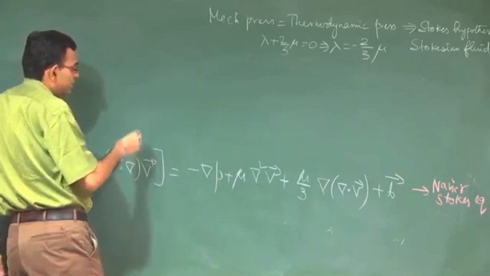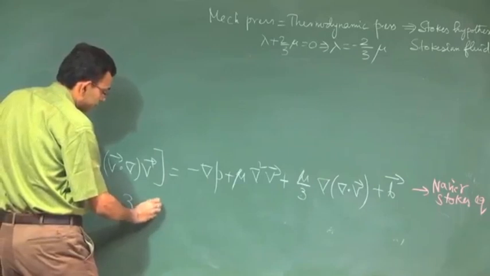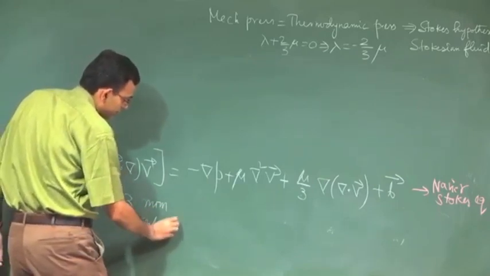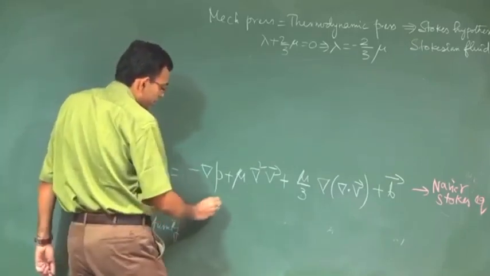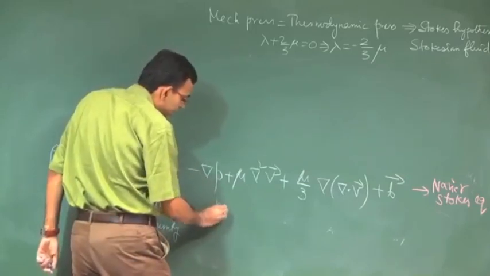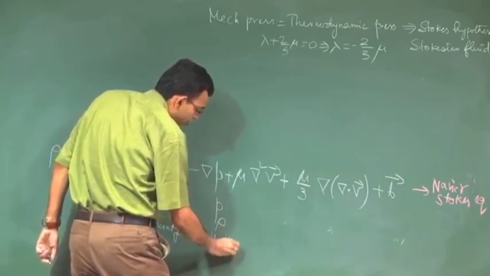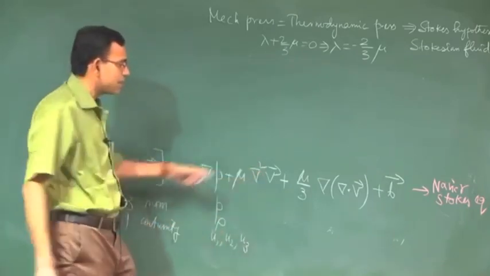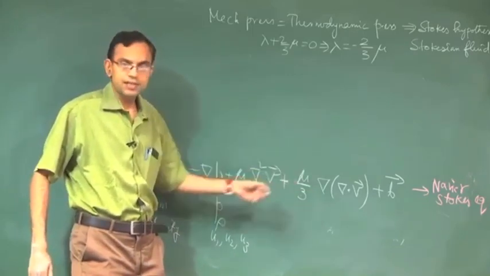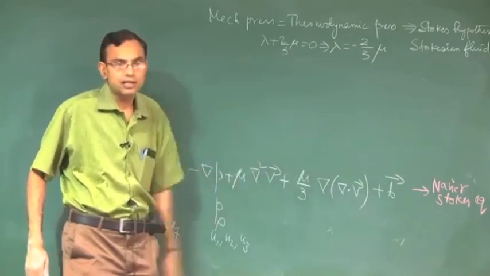So you have 3 such momentum equations and 1 continuity equation, so 4 equations. Unknowns: now pressure has come as an unknown, density is there as an unknown, and U1, U2, U3. The advantage with this vector form is that now you can use polar coordinates or whatever coordinates to describe this, whereas if you still use the Cartesian index, that is true only for Cartesian coordinates.